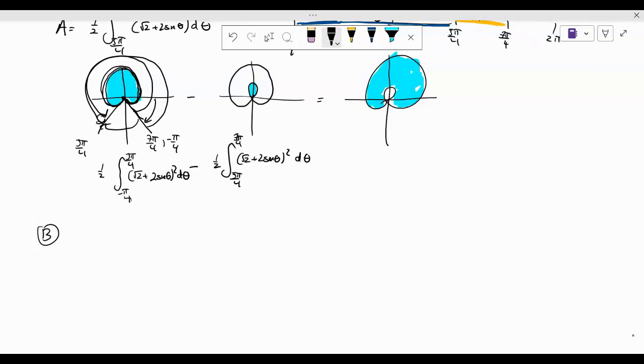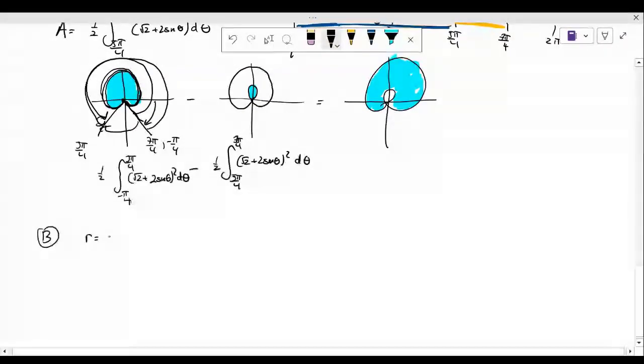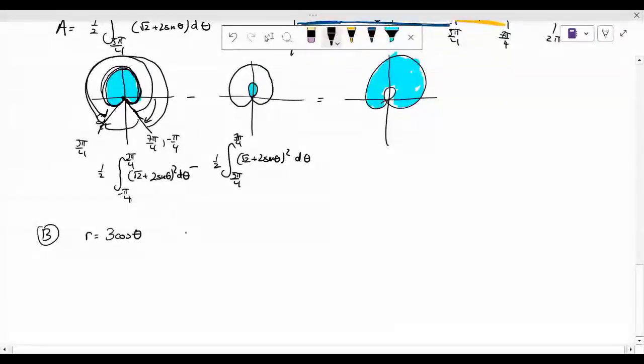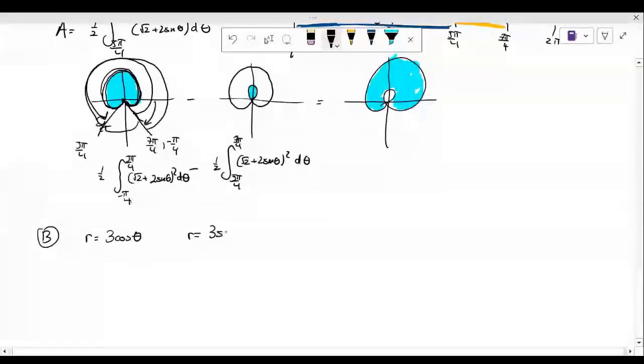Yeah, let's do the basic picture math one. So we want to do 2 curves? Yeah, let's do 2 curves. So suppose we have 2 easy circles, like let's say r equals 3 cosine theta and r equals 3 sine theta.